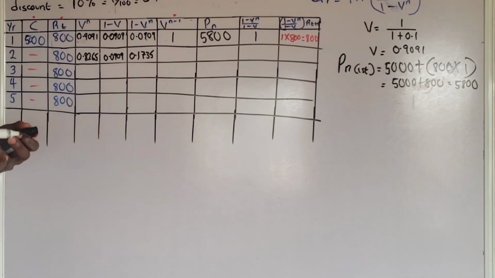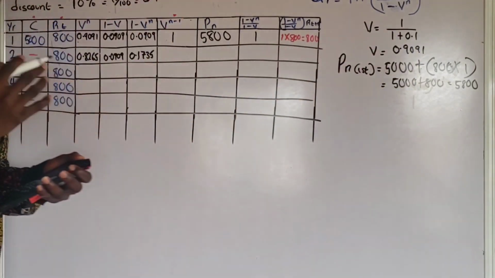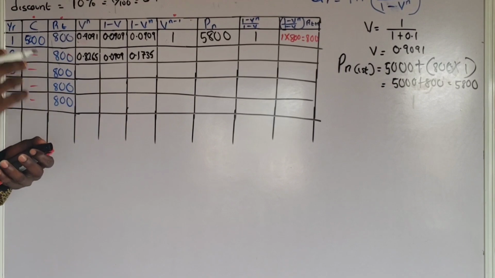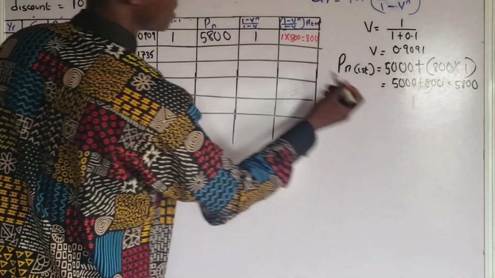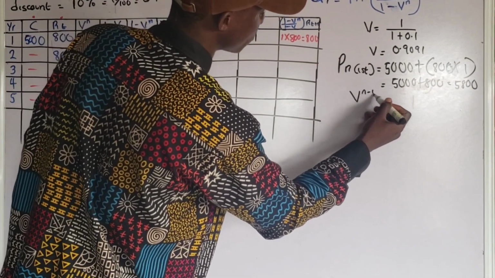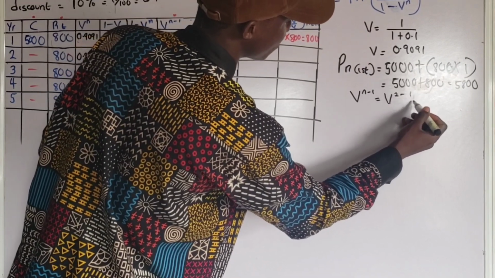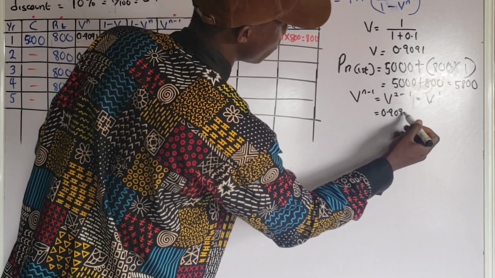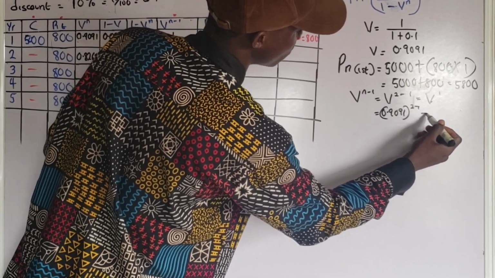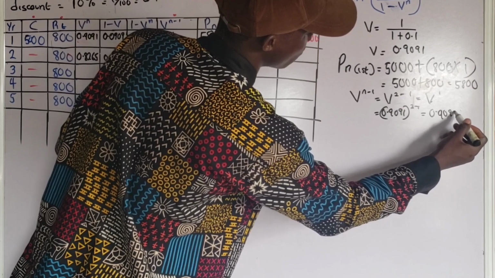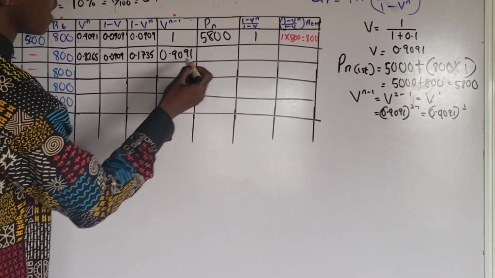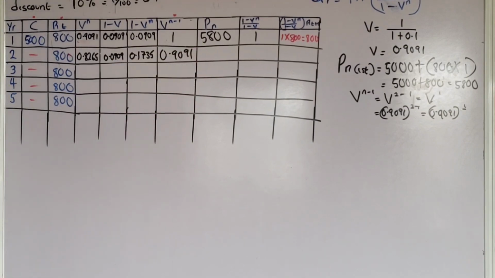So let's proceed to the next cell, which is v raised to the power of n minus 1. Now, v raised to the power of n minus 1 for the second year, n will be 2, you understand? And v is 0.9091. So I'm going to have 0.9091 raised to the power of 2 minus 1, which is 0.9091 raised to the power of 1. You understand? So I'm going to have 0.9091.